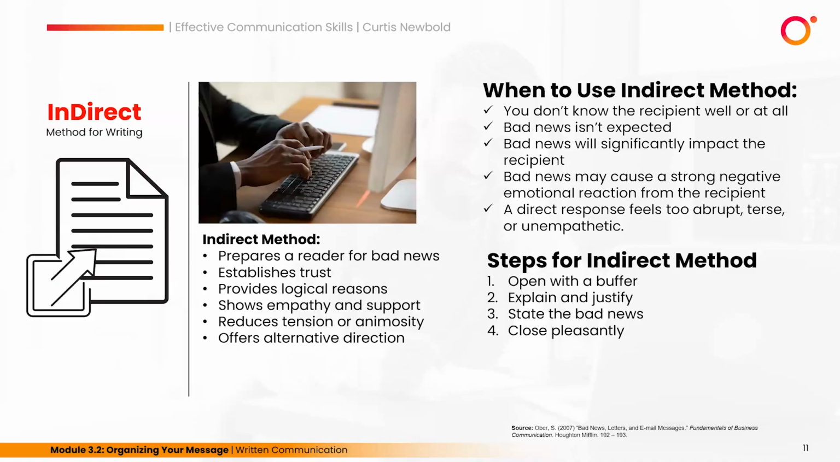Okay, steps for the indirect method. First of all, you're going to open with a buffer, something to set the stage and get your recipient on board with you. We'll look at some examples in just a second. Then you're going to explain and justify your reasoning. Third is when you actually state the bad news. And fourth, you close with a pleasant closing to keep them in a positive mood as best you can. So these are the steps for the indirect method.